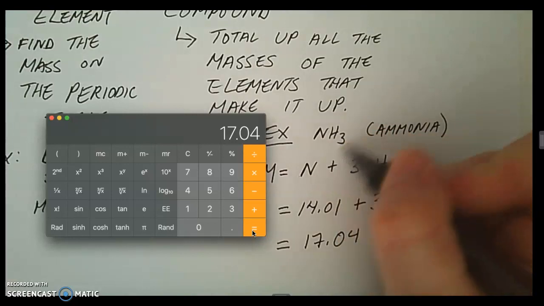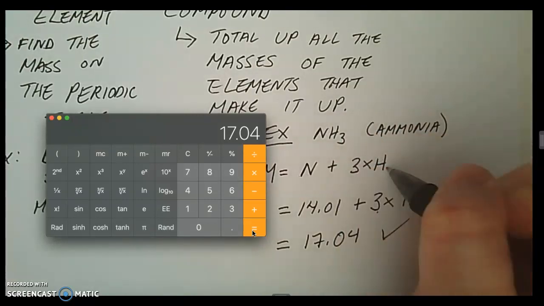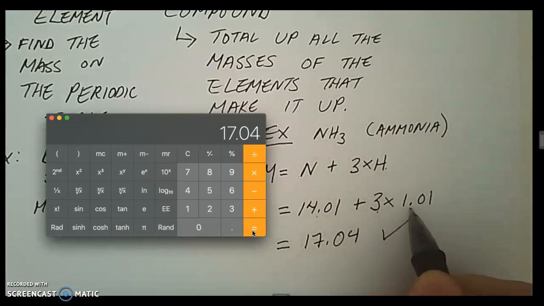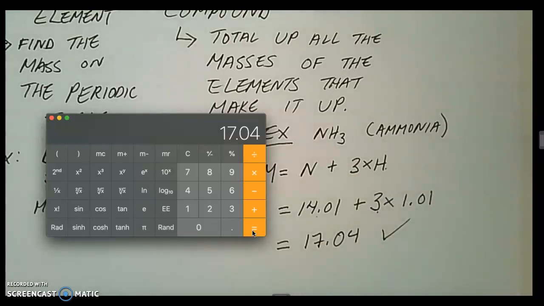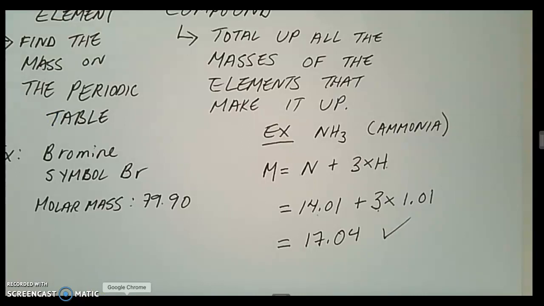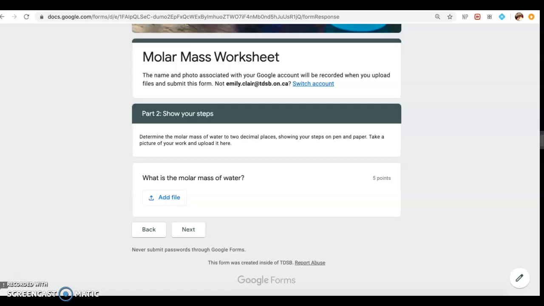You need the formula of the compound. You break it down into its elements, you look up the masses of each of those elements on the periodic table, and then you use a calculator to add them all up. So that is what you're going to be doing. You're going to show me those same steps, but for the compound water rather than ammonia.